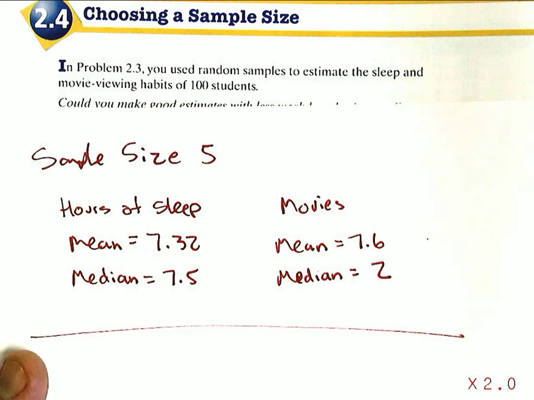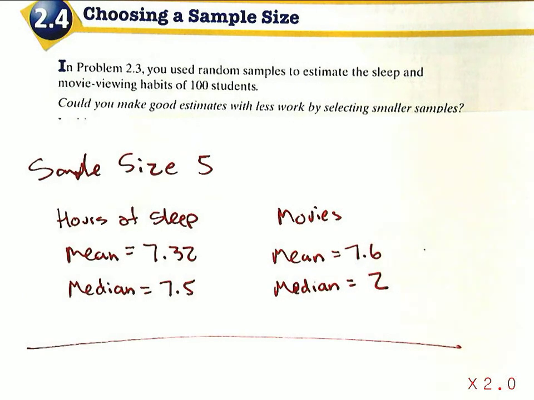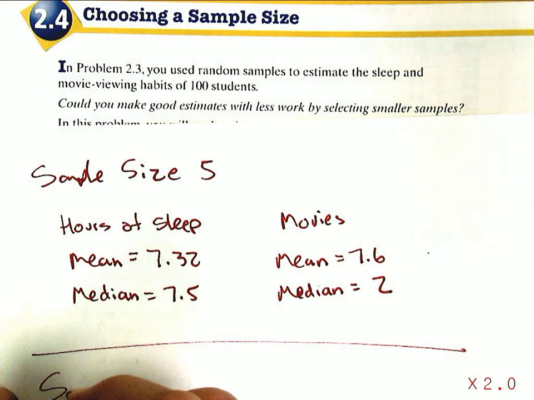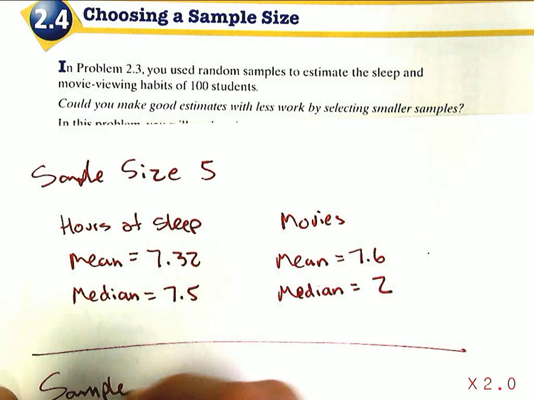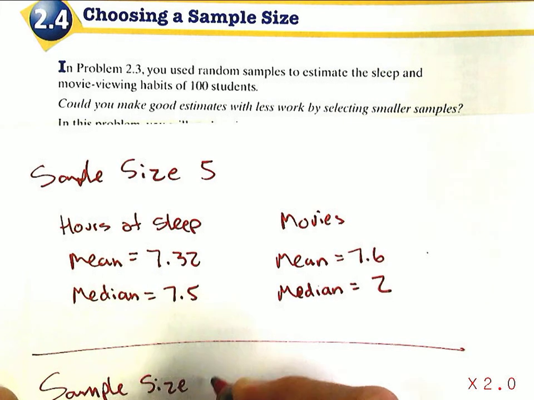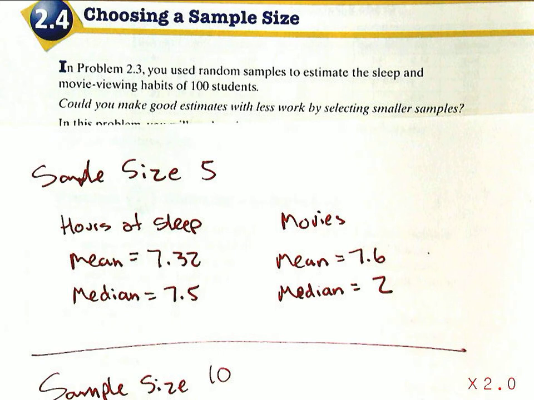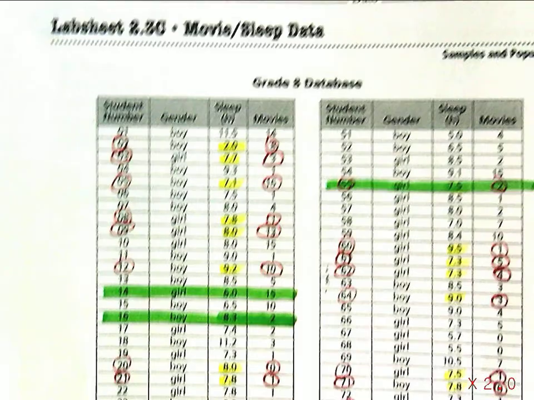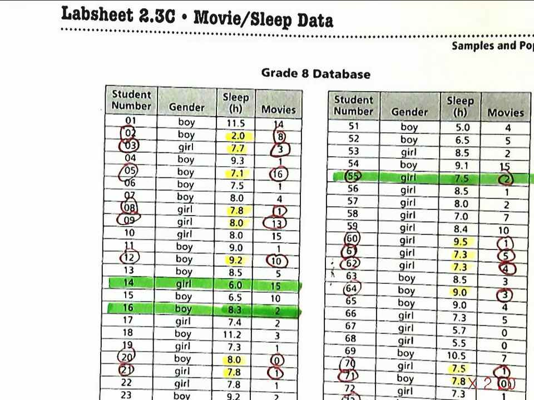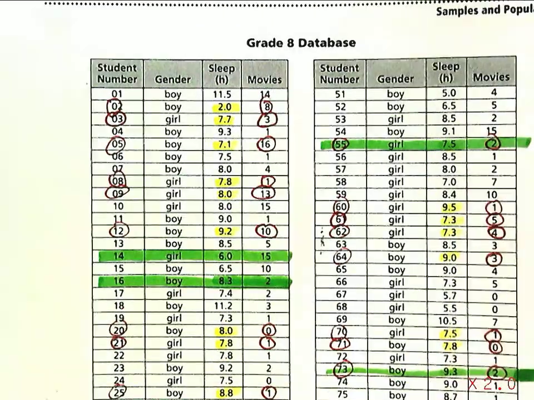Now that's for sample size of 5. But what if we go back and we actually increase the sample size to 10? So if I say my sample size is 10, and I go back and I'm going to do a new sample, I'm not going to use the ones I've already chosen, or they might come up again because remember it's random, and random doesn't necessarily mean that you're excluded. You have another chance.